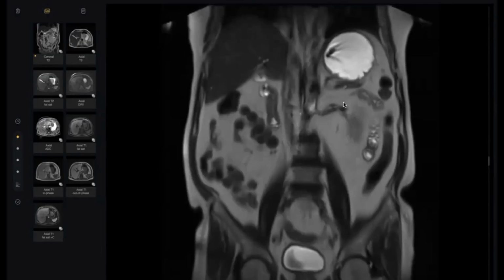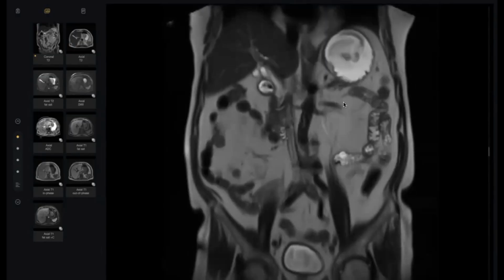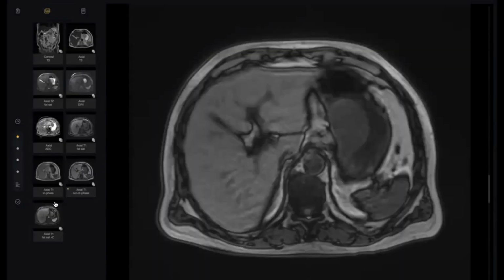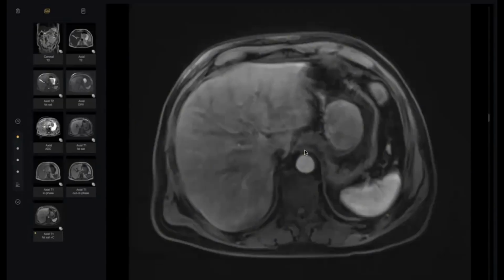It is very well defined and projecting within the lumen of the stomach. Next, I would like to have a look at the post-contrast images. This is the post-contrast. Go on.